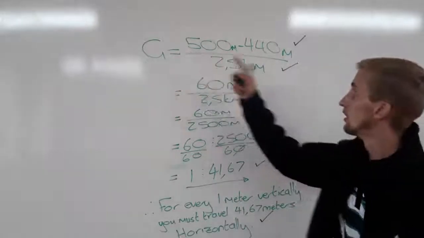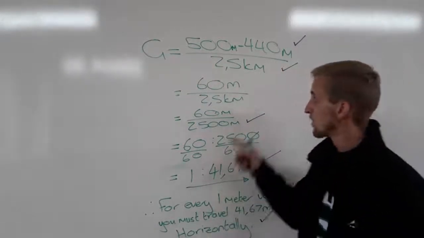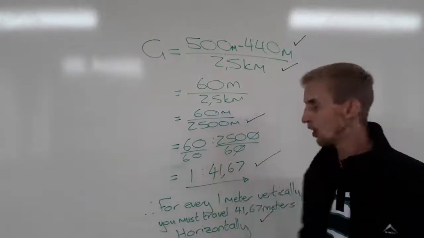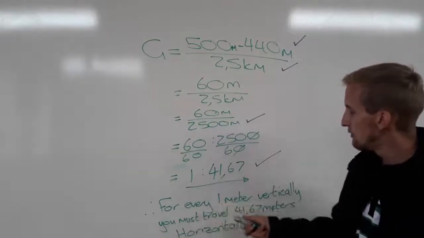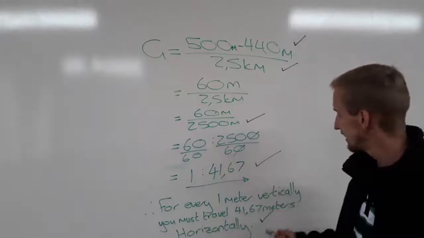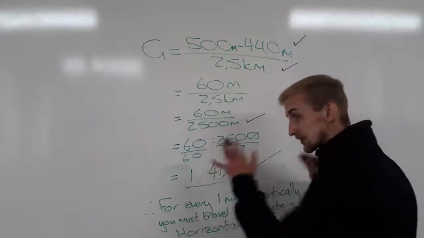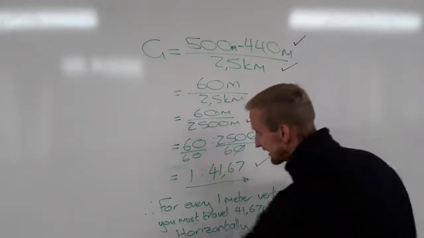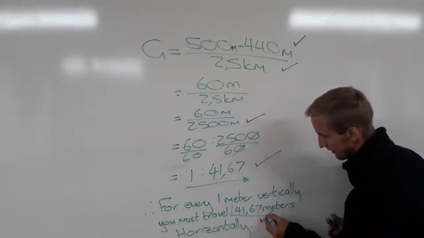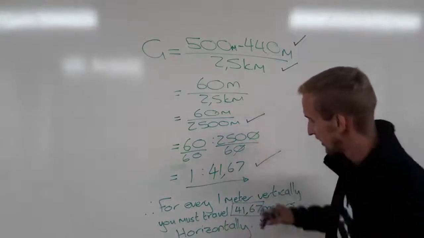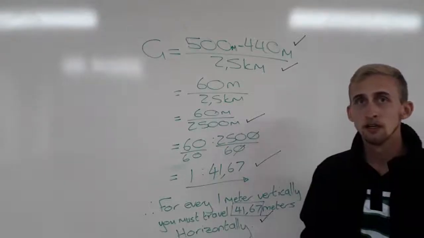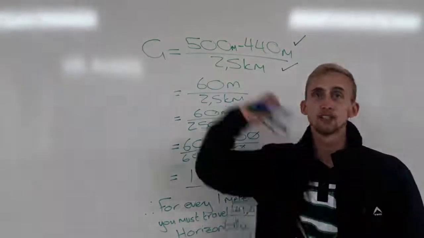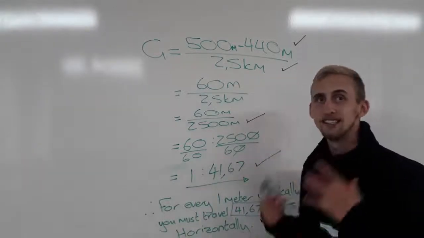So 1 for doing the height difference, 1 for your distance, 1 for converting your kilometers into meters, 1 for your final ratio answer, and the final mark for your sentence: for every 1 meter vertically, you must travel 41.67 meters horizontally. That sentence will stay the same regardless. It will never ever change. The only thing that will ever change in that sentence is this number, because it will be the answer over here. That is the only thing that will change from one gradient to the next. And that is how we calculate gradient.